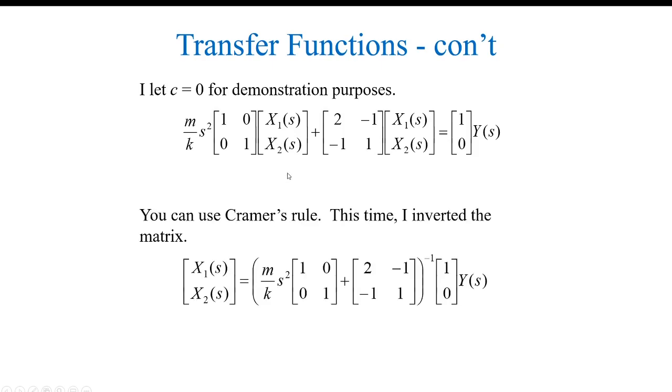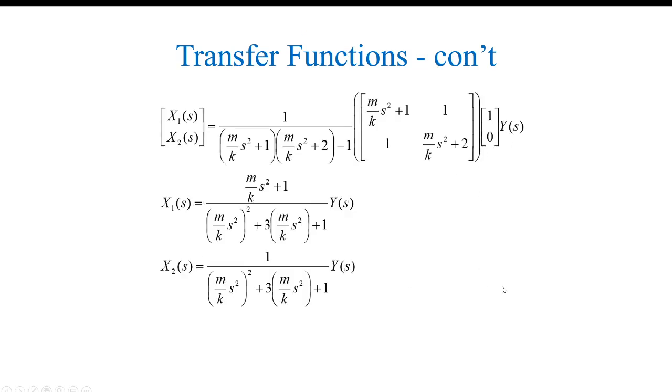In my class I use Cramer's rule all the time, but this time, don't ask me why I decided to do it, I actually inverted the coefficient matrix. I inverted this whole matrix and multiplied by the right hand side, and I'll just give you the result. This is what the result will look like. This is actually quite annoying because I'm not giving you what m over k is.